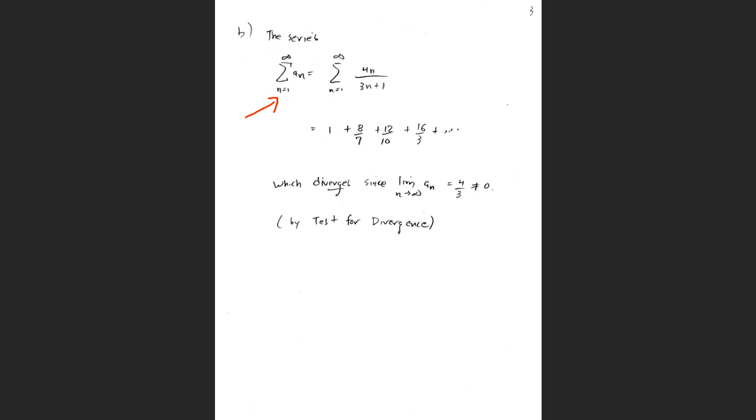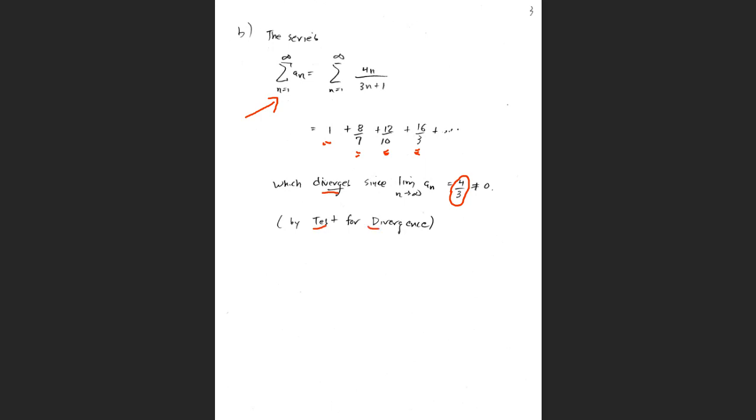is just, well, what I did was I wrote down the first 4 terms of the series, and then I'm going to add. But the series cannot converge; it has to diverge, because the limit of the nth term of the series is equal to 4/3, and that's not 0. This is what's called the test for divergence.